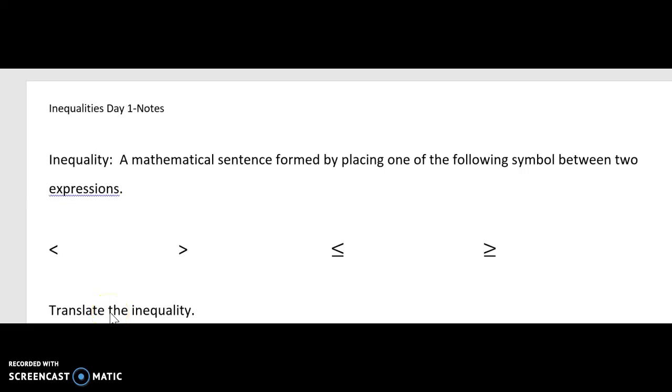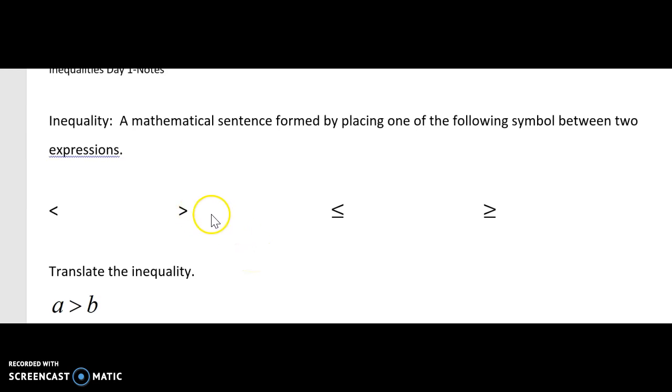Okay, inequalities day one. I don't know what your background knowledge is on inequalities, but I'm going to go through it kind of thoroughly at the beginning here, and tomorrow we'll begin solving them. So an inequality is a mathematical sentence formed by placing one of the following symbols between two expressions.